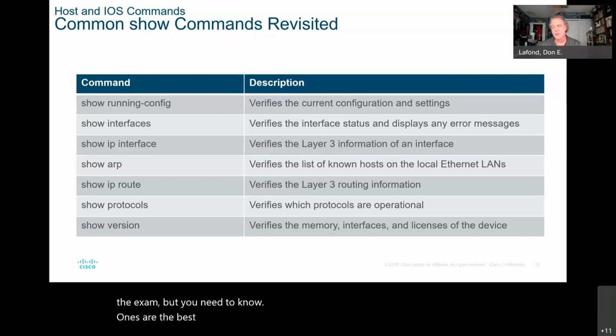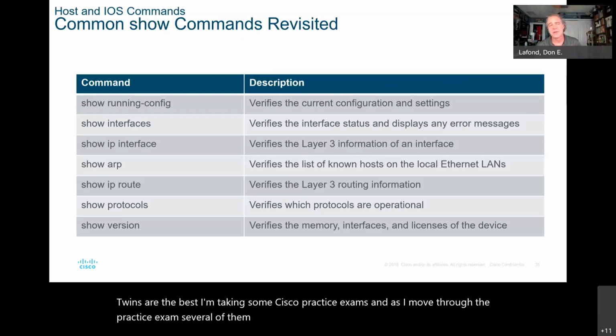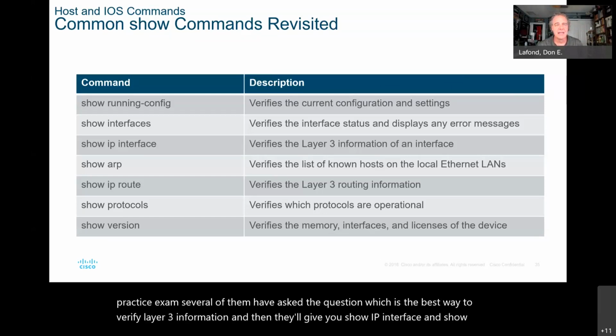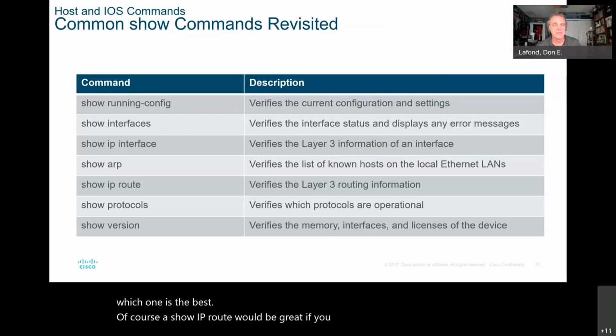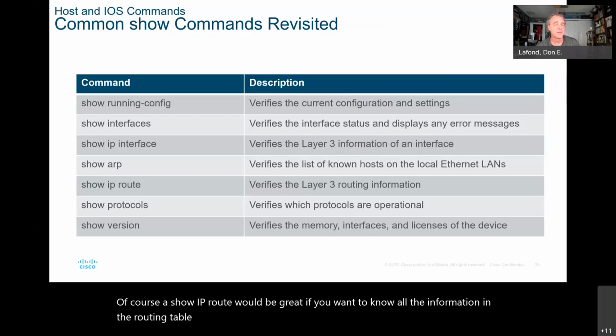I'm taking some Cisco practice exams, and as I move through them, several of them have asked a question like, which is the best way to verify layer 3 information? And then they'll give you show ip interface and show ip route and show arp and show protocols, and you've got to know between the four which one is the best. Of course, show ip route would be great if you want to know all the information in the routing table, and show ip interface is good if you want to know the information about a single interface.